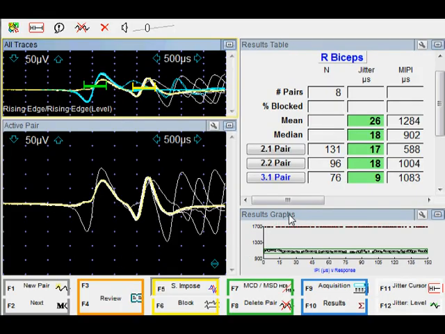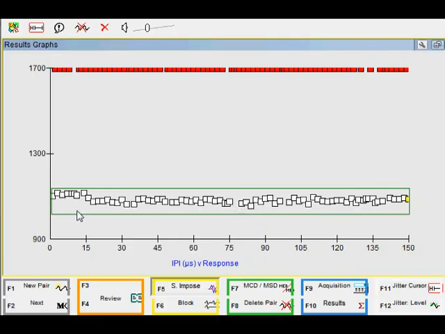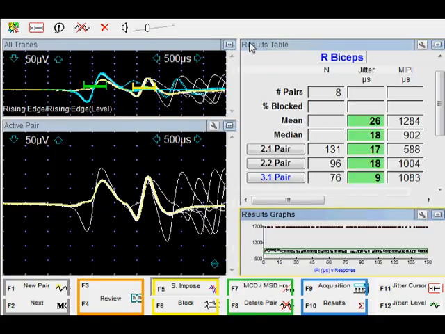I'm going to go to the graph of interpotential values. Notice that I have a very nice distribution, indicating once again that the jitter is normal. And indeed, the jitter in this recording was 9 microseconds. With a jitter being so normal, blocking is not likely.